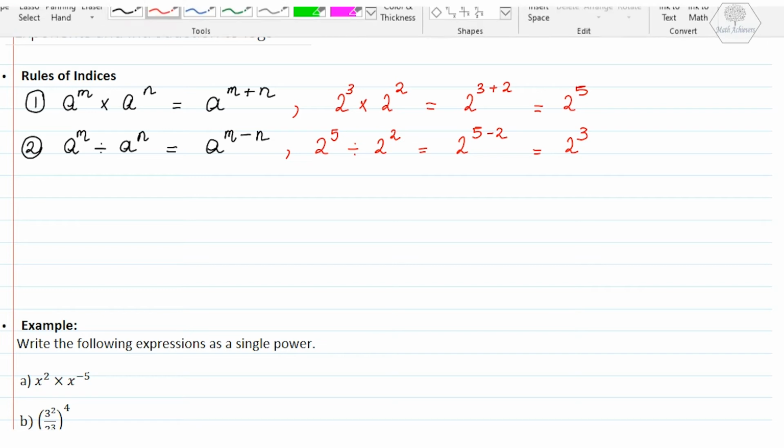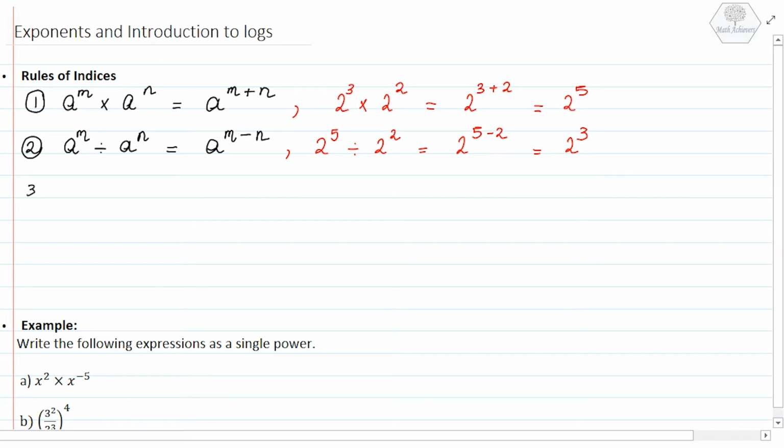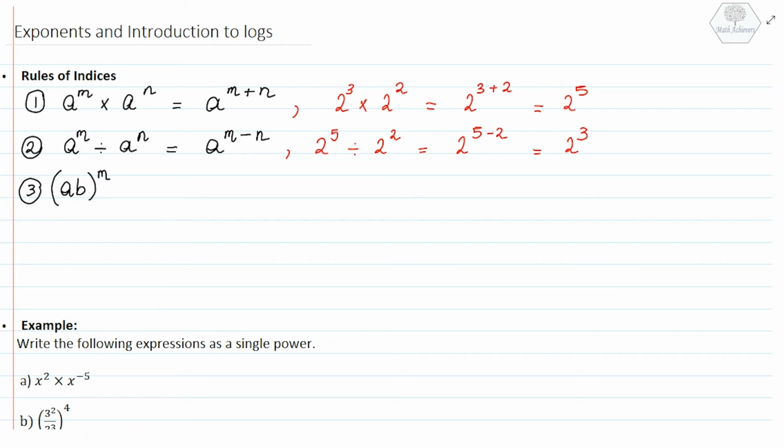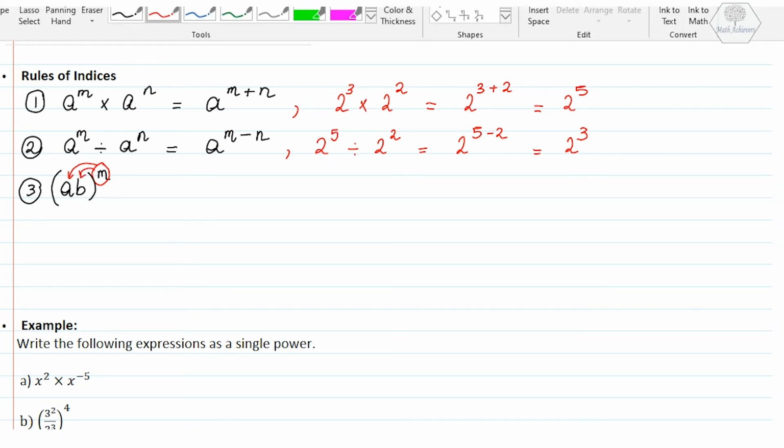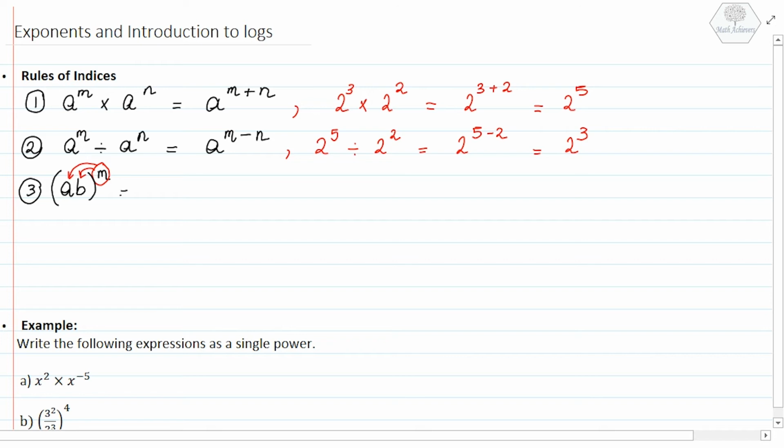Now let's go to the third rule. When I have a times b, all of it to the power of m, I distribute the m to a and to b, and then I multiply them by each other. So this would be equal to a to the power of m times b to the power of m.